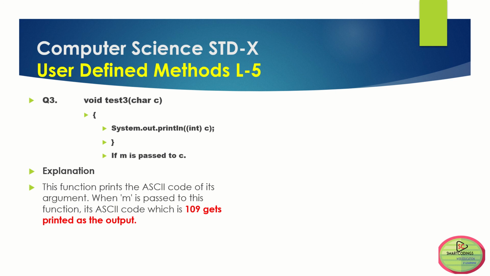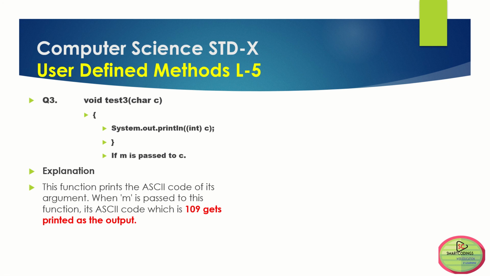Okay, so the ASCII value 109 is being passed to this C in this function, and it will again be converted to integer type, because explicit casting is done. Suppose m is passed to this C, what happens? You go inside the method body, the ASCII value of m is 109. 109 will be converted to integer, and it will print 109 as output, because explicit casting is done over here. I hope this is clear.